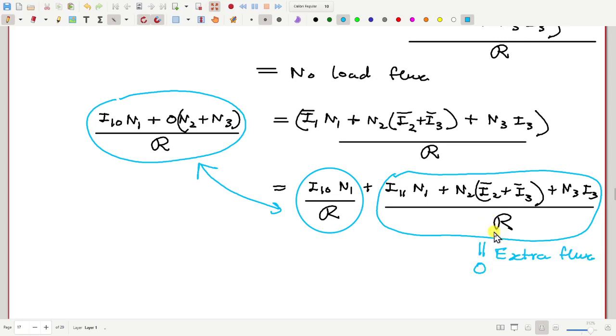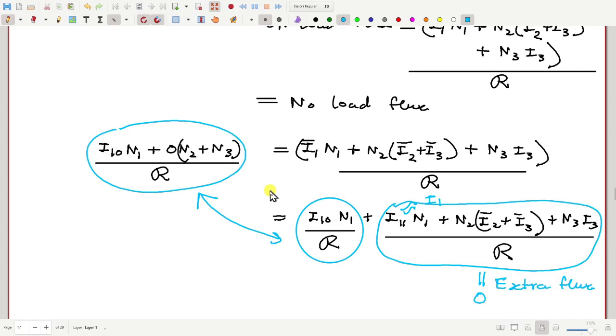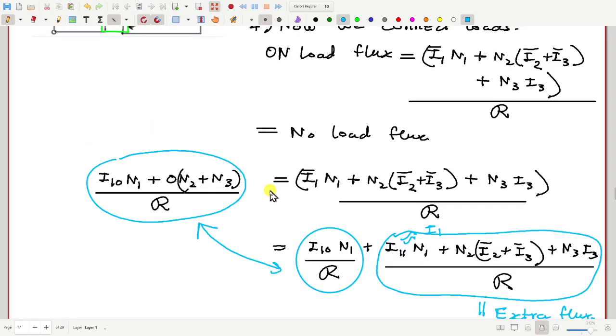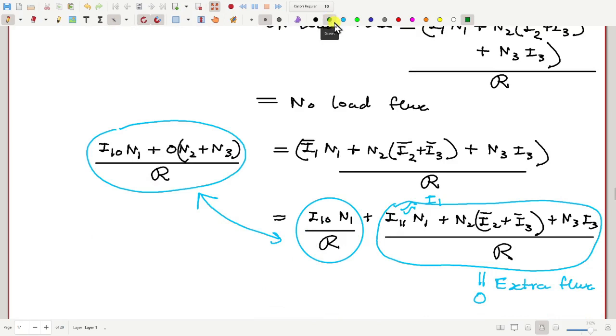Yes, sir. Got it. But now I11 is approximately equal to I1 itself, because I10 is small. Okay, I have to stop here. It's already 5 o'clock. I should stop.